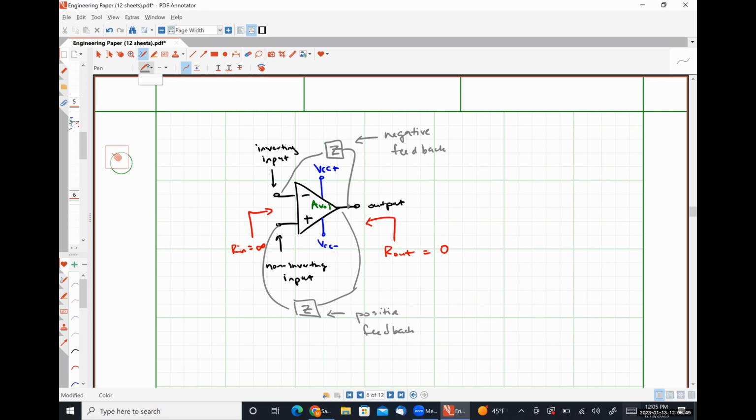All right, so for negative feedback systems, we can say that two things are true. The voltage at the inverting input is going to be the same as the voltage at the non-inverting input. And we can say that the current flowing into the op-amp's terminals is 0 amps.